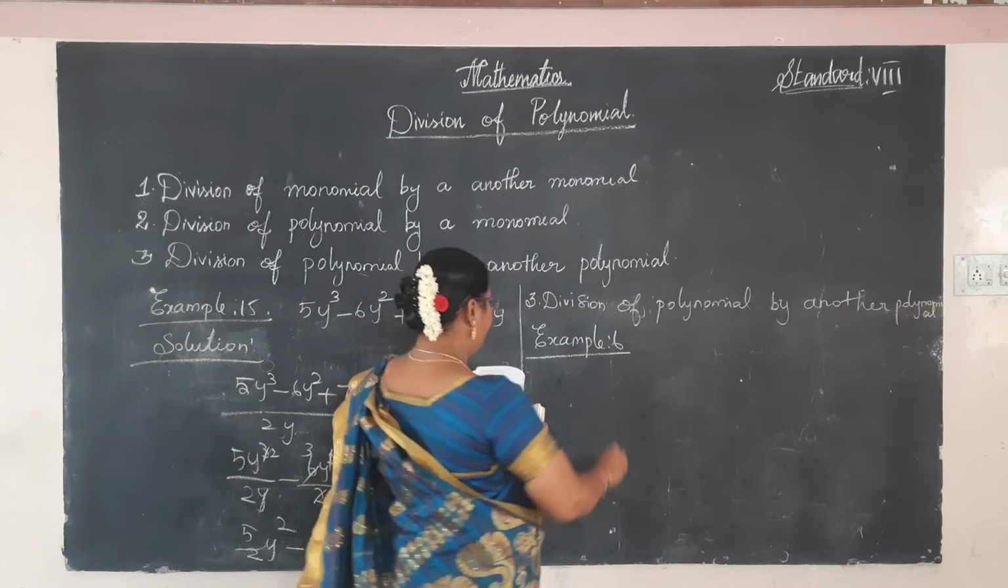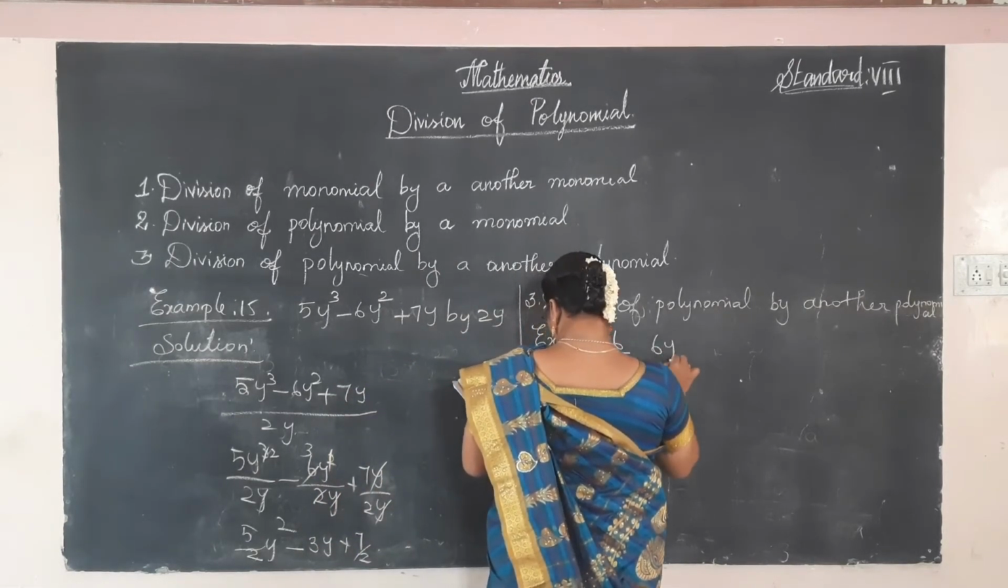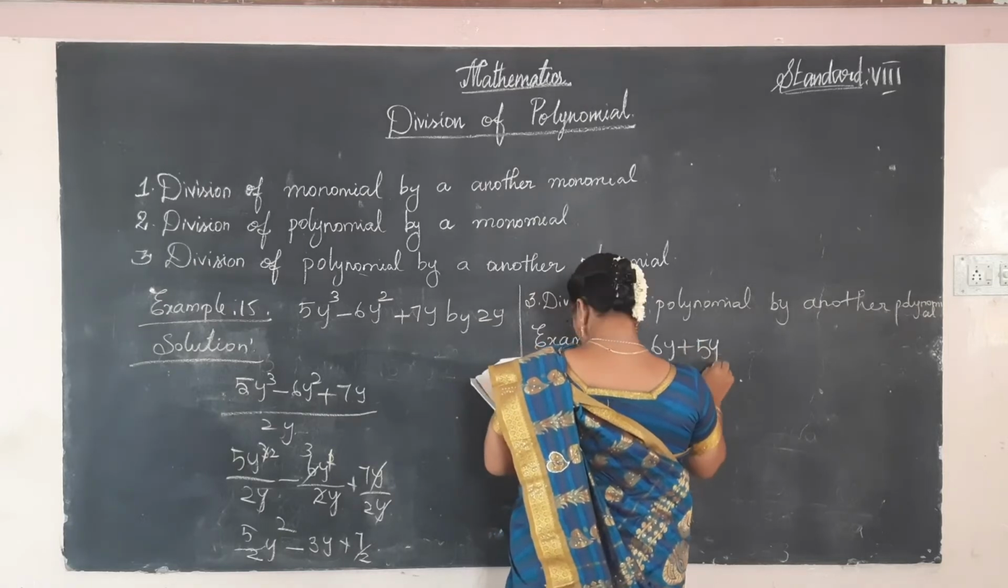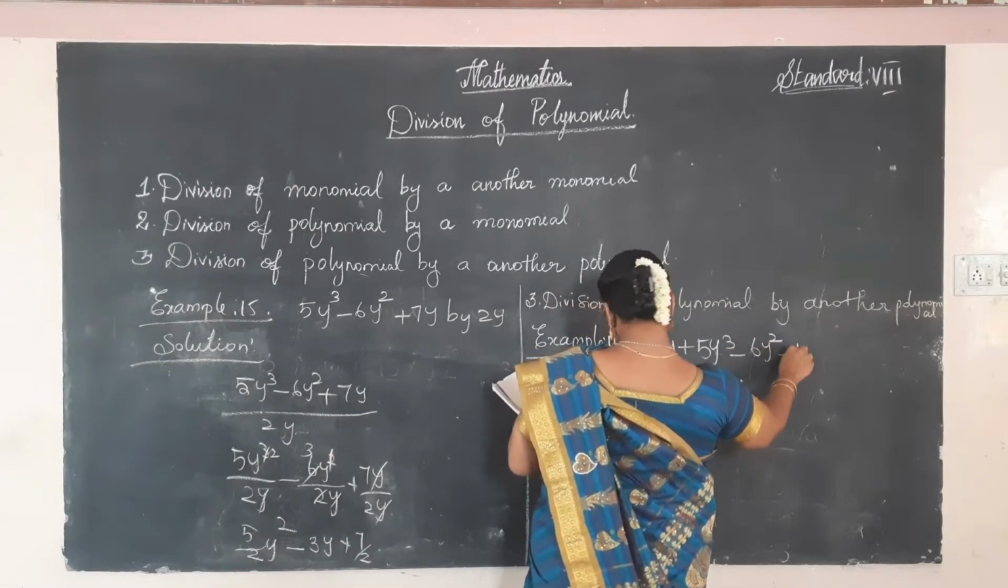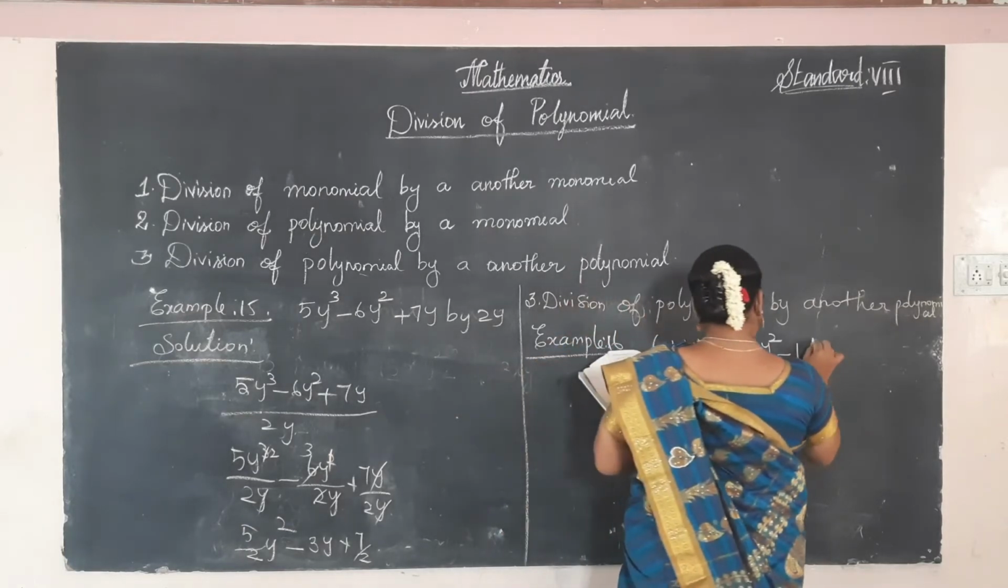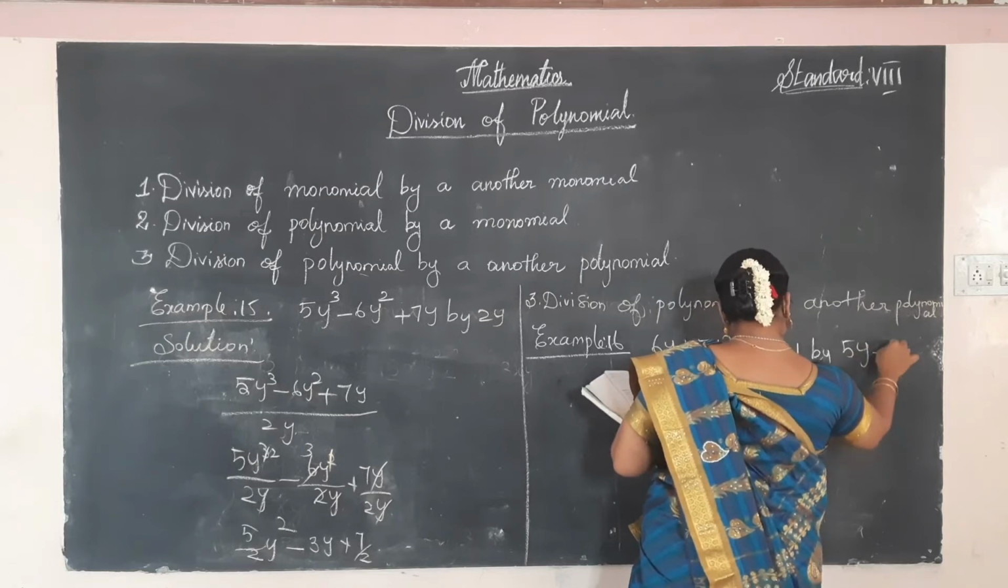Listen carefully. Divide 6y plus 5y cube minus 6y squared minus 1, divided by 5y minus 1.